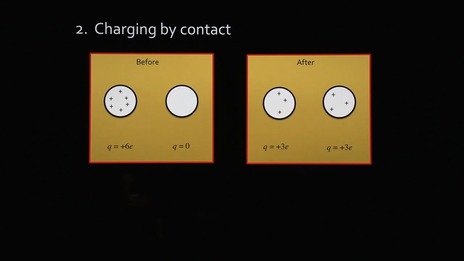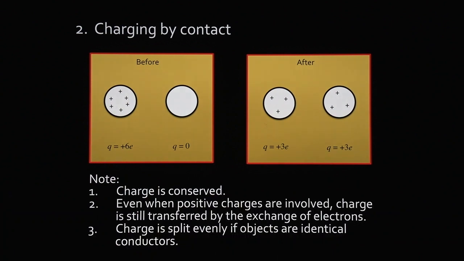So again, the electrons went this way, not protons that way. So charge is conserved again. Notice I have plus 6 before and I've got plus 6 after. Even when positive charges are involved, charge is still transferred by the exchange of electrons. And the charge is split evenly if you have identical conductors.